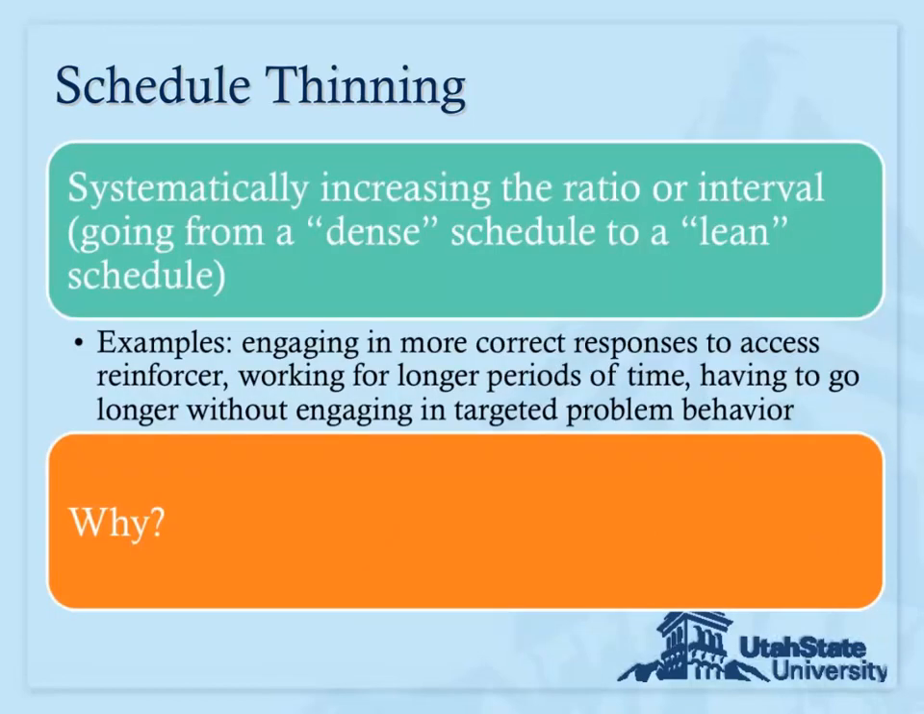Consider how and when to thin that schedule. Schedule thinning is when we increase the ratio or interval of the schedule. If we start with an FR5 schedule, for example, we might then want to increase that schedule after we get desired rates of the behavior up to an FR10 or FR15. This is also referred to as going from a dense schedule of reinforcement to a lean schedule of reinforcement. Before going on, why do you think we would want this?